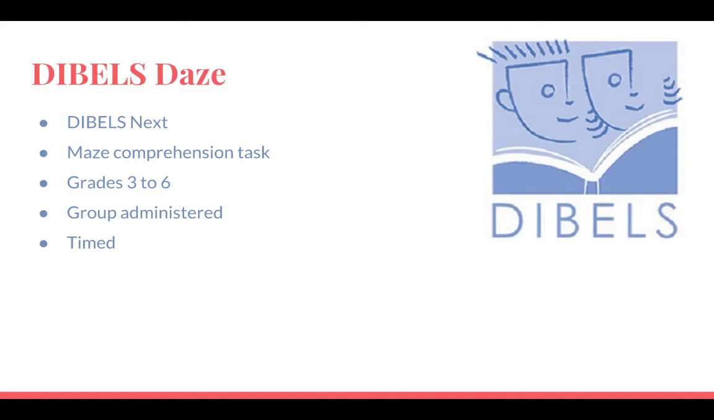Daze is new to this particular DIBELS family, and it is a maze-style comprehension task that focuses on reading comprehension and reading fluency, specifically reading comprehension and mostly on how students construct meaning from text and how they make sense of text. It's intended for students from grades 3 to 6, and it is the only DIBELS subtest which is group administered, and it is timed. So students have 3 minutes to complete this task.